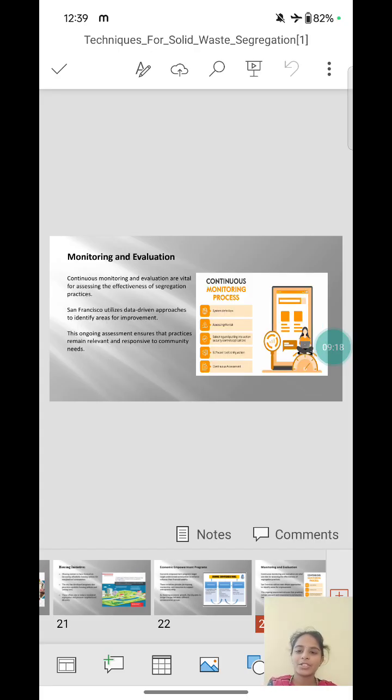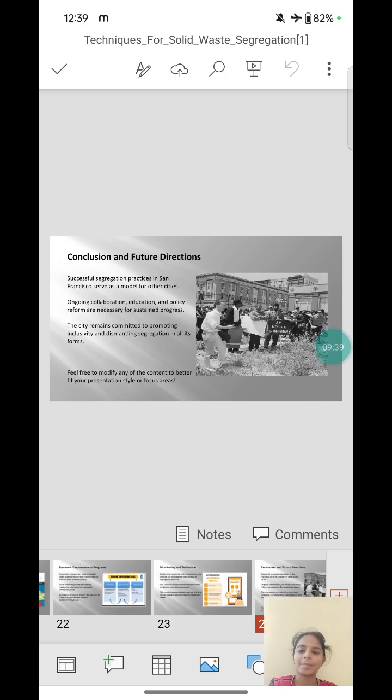Monitoring and evaluation. Continuous monitoring and evaluation are vital for assessing the effectiveness of these practices. San Francisco utilizes data-driven approaches to identify areas for improvement. This ongoing assessment ensures that practices remain relevant and responsive to community needs.